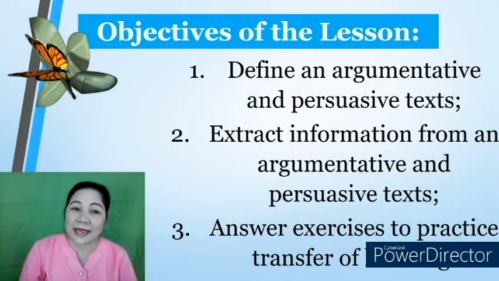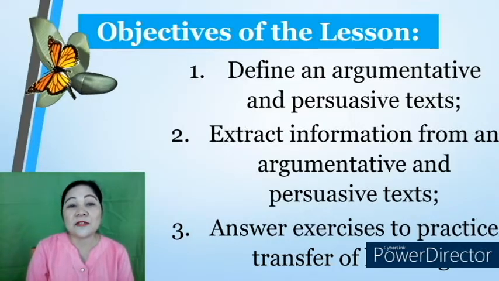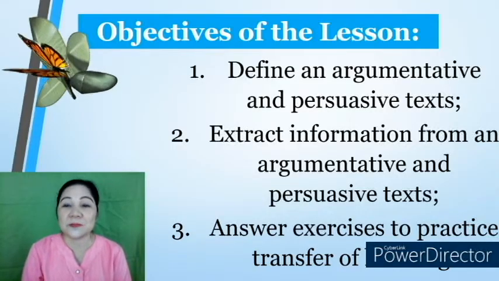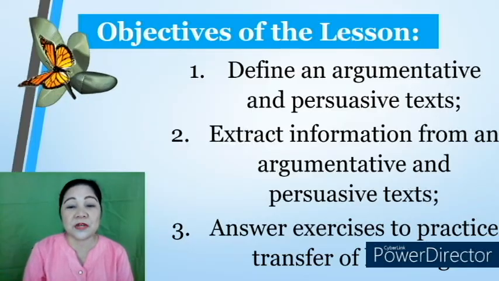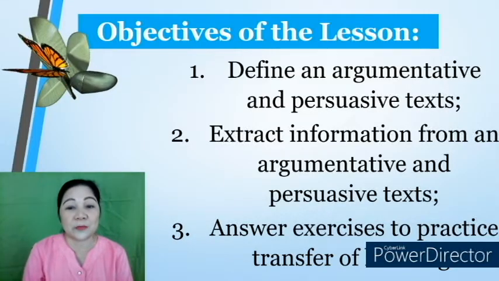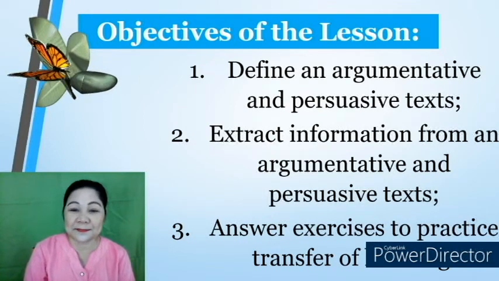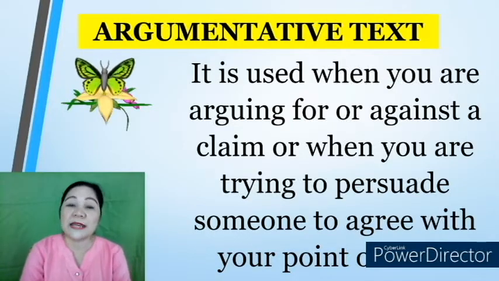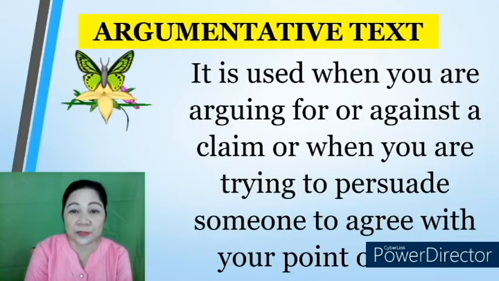But before that, I am going to give you first the objectives of the lesson. The first objective is define an argumentative and persuasive text. Second, extract information from an argumentative and persuasive text. And third, answer exercises to practice transfer of learning. For our second lesson of grade 9 English, this is what we are going to learn.